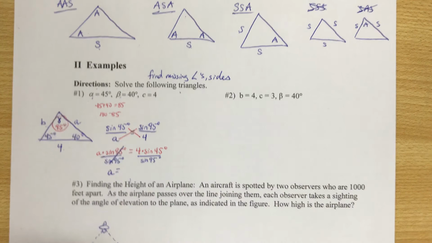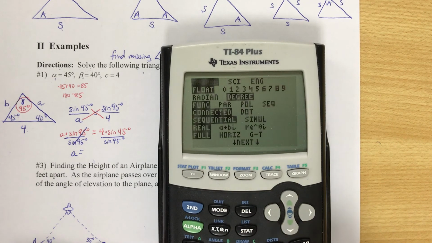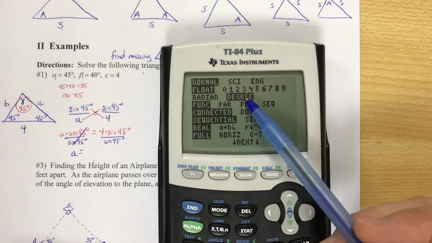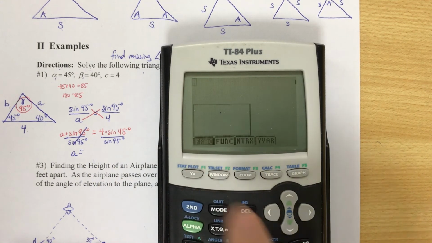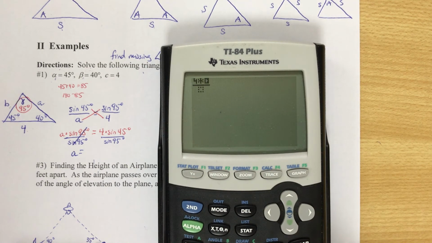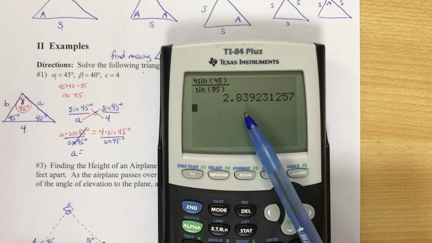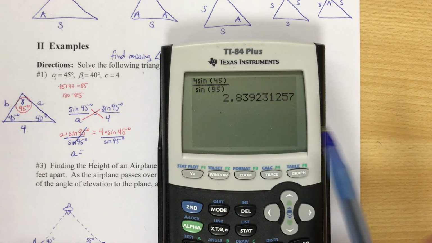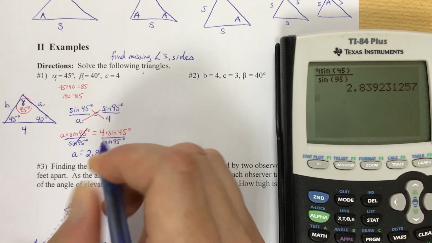Now I will go to my calculator. Before I type sine, cosine, tangent, I should always check my mode, make sure that I'm in degree mode. I am, so that's good. So I'm going to type, and I can make this a fraction, which is nice: 4 sine 45 divided by the sine of 95 degrees, and equals 2.84. I'm going to round it to the hundredths place. The more places I go to, the more accurate this is going to be. So A is 2.84.